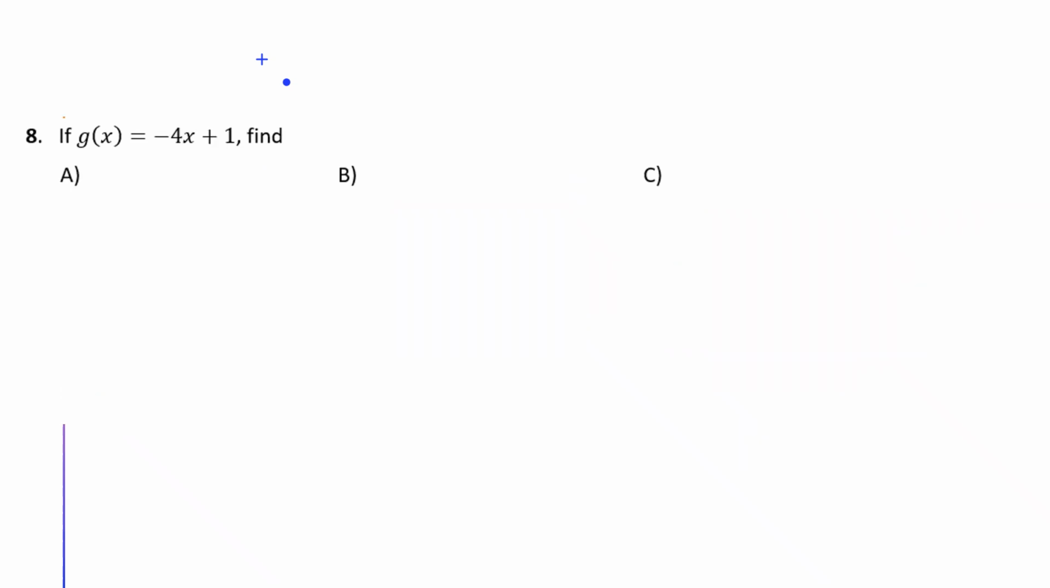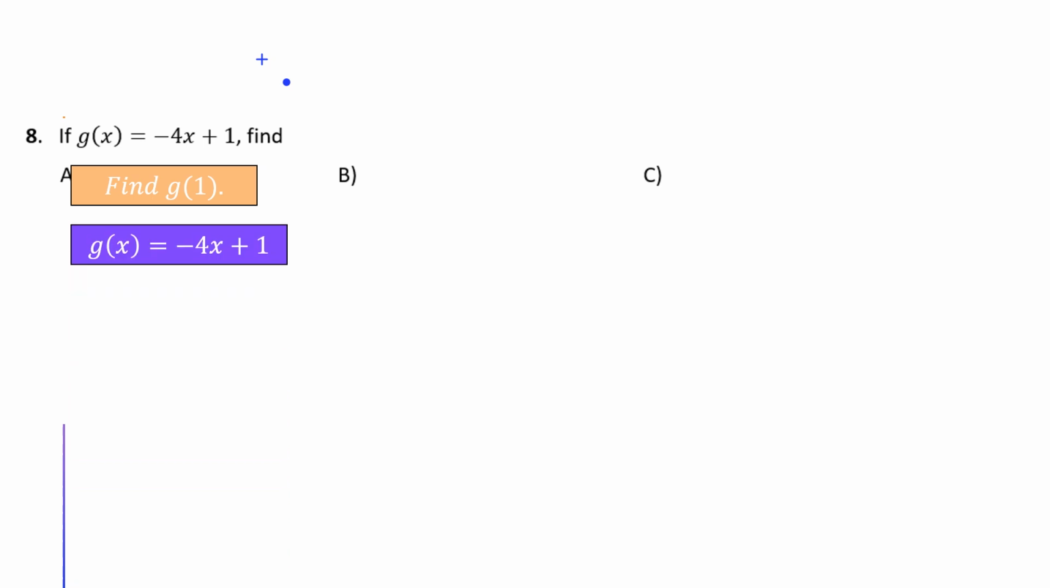Functions can be named really using any letter, but we tend to use the kind of middle third, I guess, of the alphabet more than anything else. So we already used F in number 7. We're going to use G as our function for number 8. Like I said, you can really name it anything you want. So in number 8, we are given that g of x is equal to negative 4x plus 1. And I want you to go ahead and find g of 1.